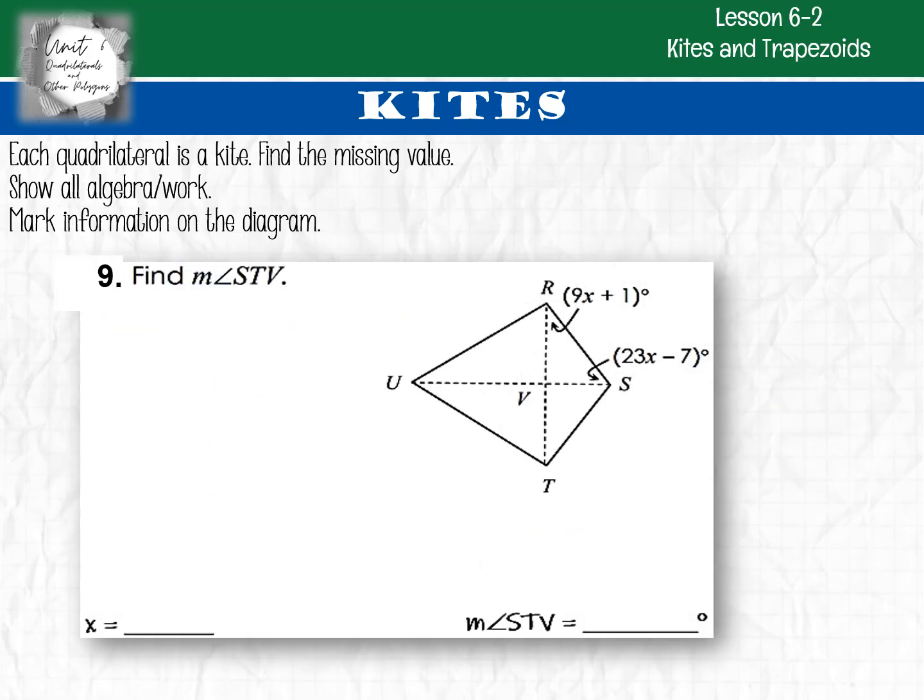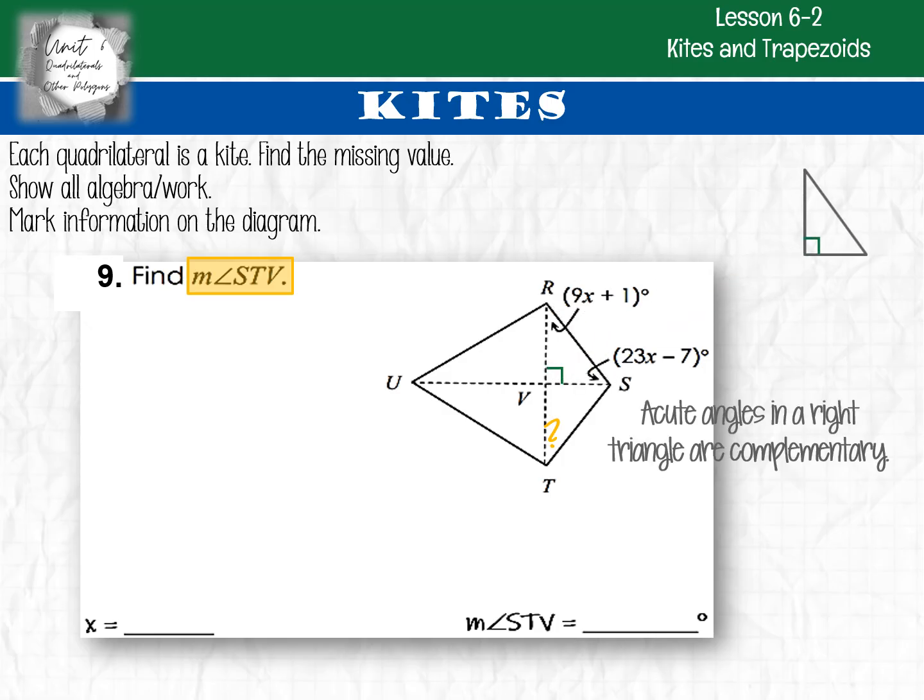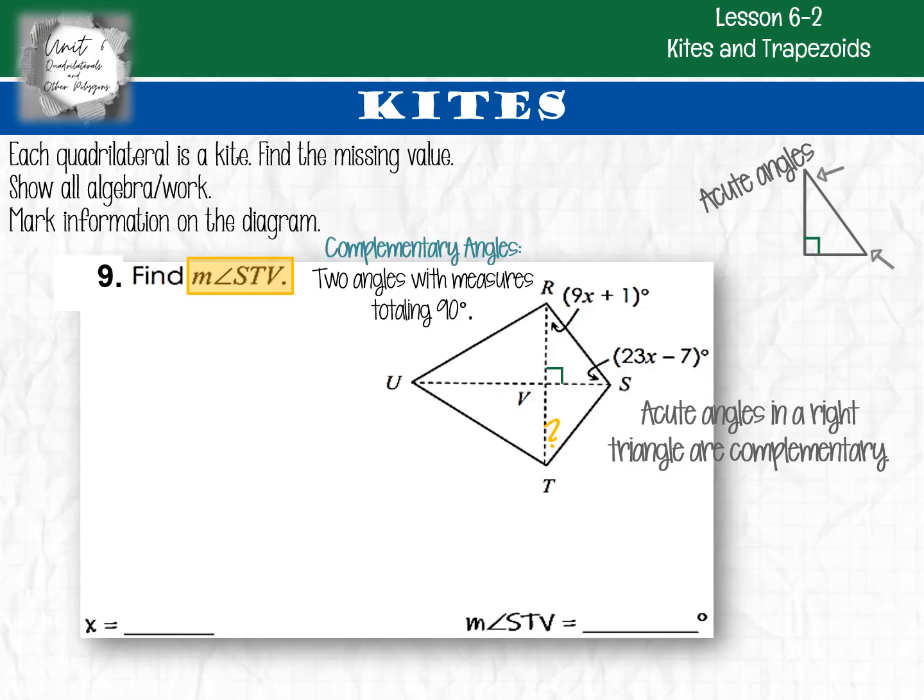Number 9, we're also looking for the measure of angle STV. Okay, that's going to be the same as the measure of angle VRS. Now the two that are marked are going to be complementary to each other, so they are going to add to 90 degrees. Let's see, there's our right triangle. Acute angles in a right triangle are complementary. So those two. So complementary angles, everything from day one's fair game, two angles with measures totaling 90 degrees.